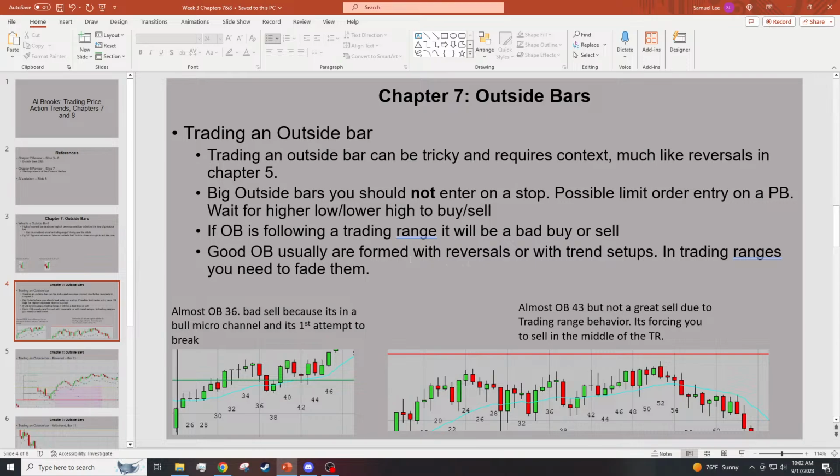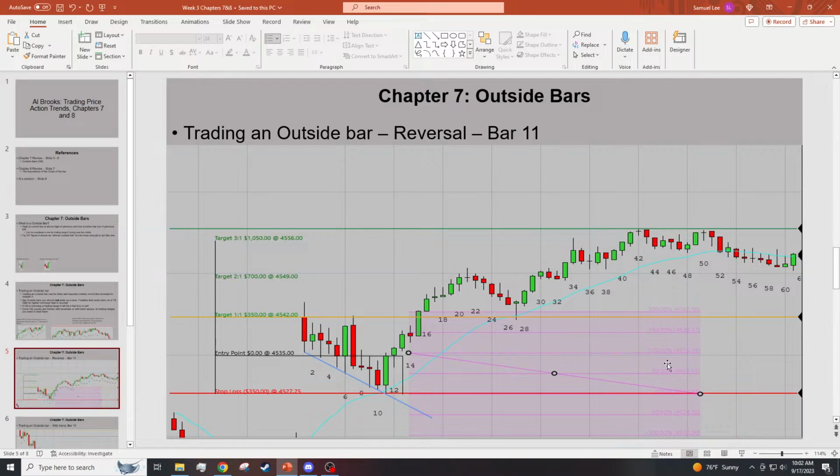Good outside bars are usually a form of reversals or with-trend setups. And here's a good example of a good outside bar, even though it's kind of big. But if you think back to chapter 5, 2-bar reversals, for example, or maybe that might have been chapter 6. Think back to last week when we talked about reversal bars, okay? When we talked about reversal bars, there are some criteria that you need to meet in order to take a counter trend trade. And 2 of them are very apparent here.